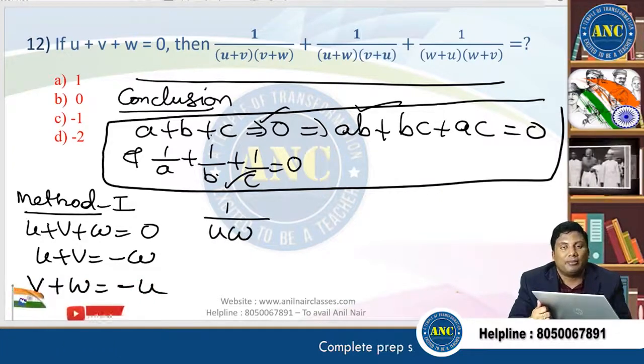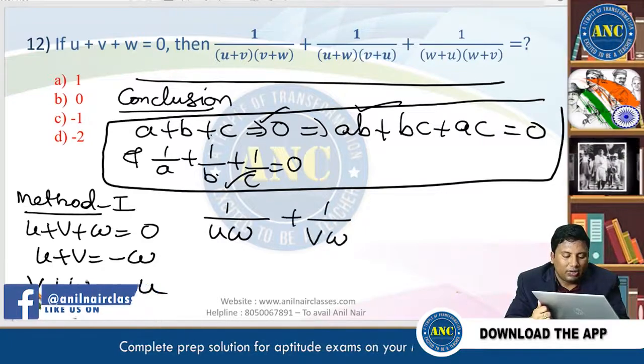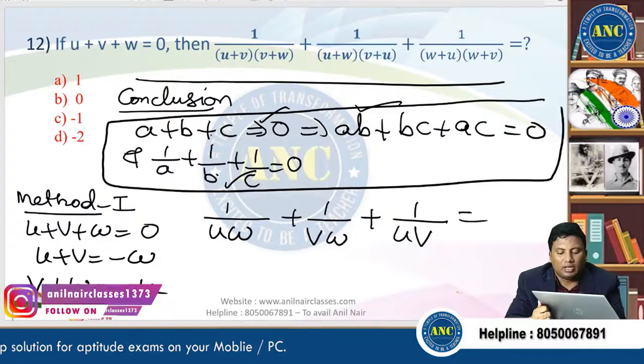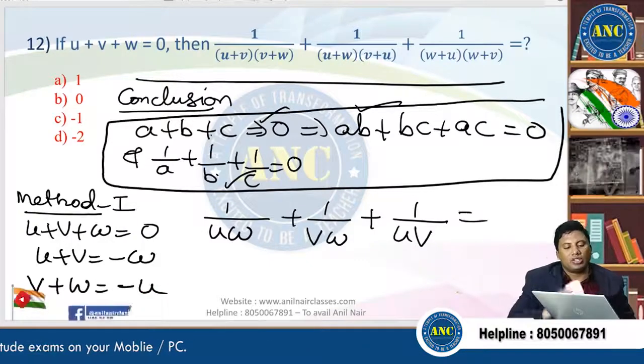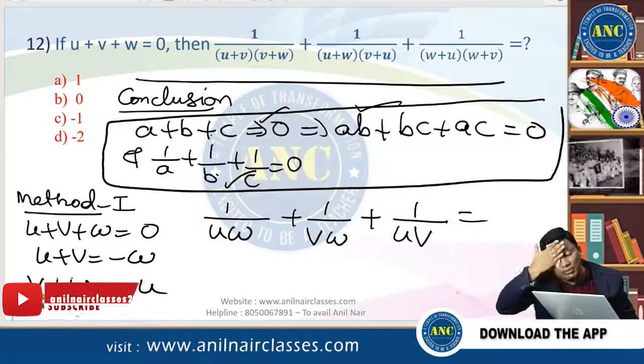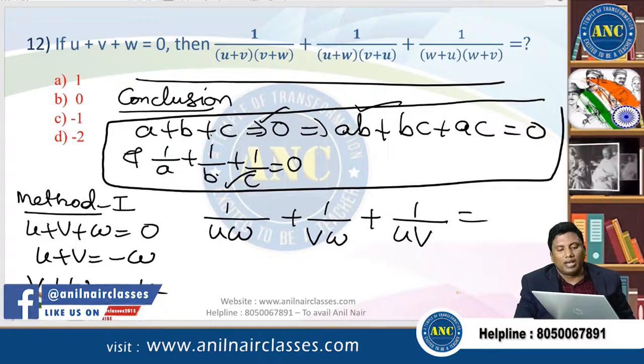There are three variables u, v, w. uw came. Next vw will come. Next uv will come. Is equivalent to how much? This is the question he is asking. Am I right? Wherever u plus v is there, I am using minus w. Wherever v plus w is there, I am using minus u.